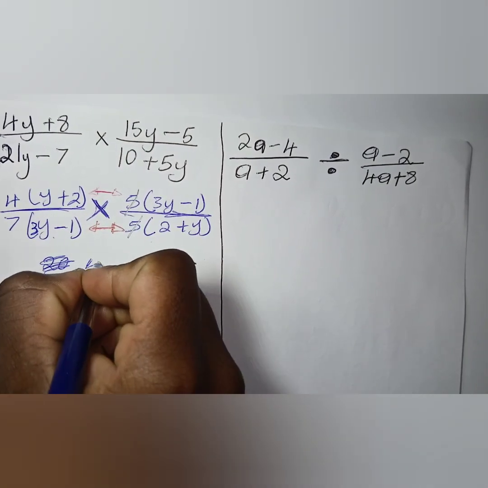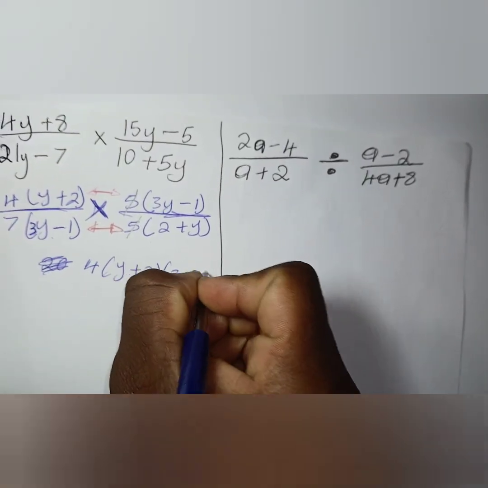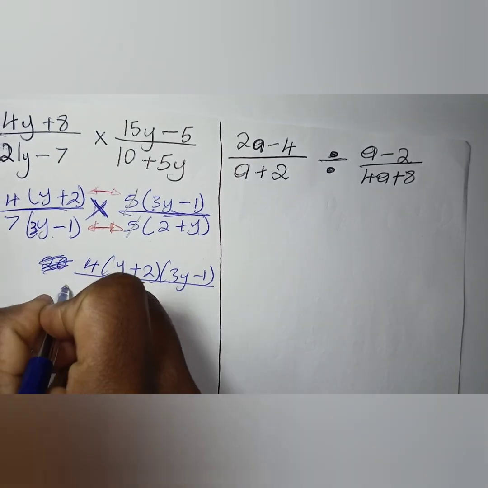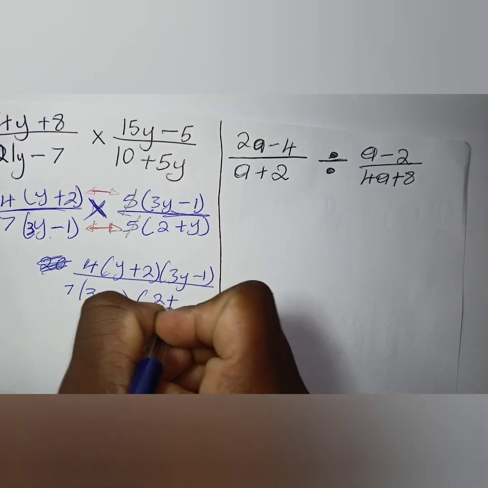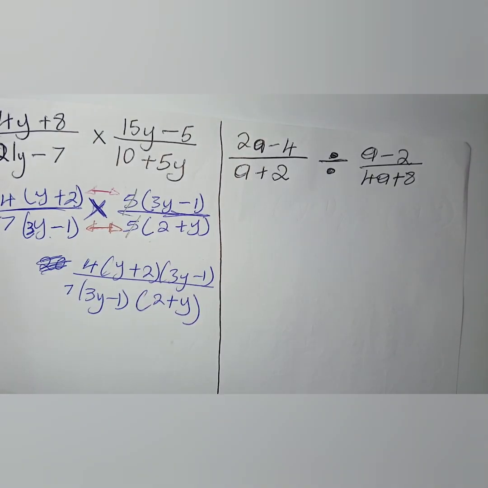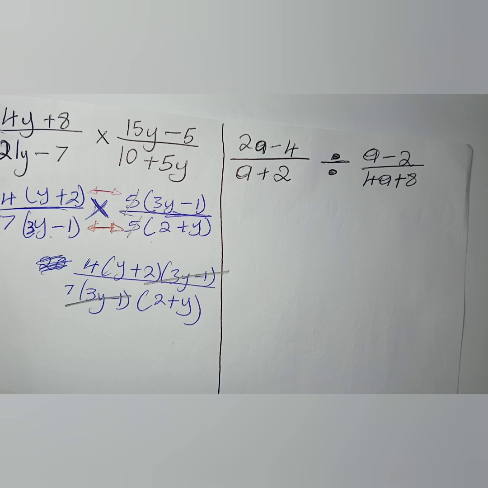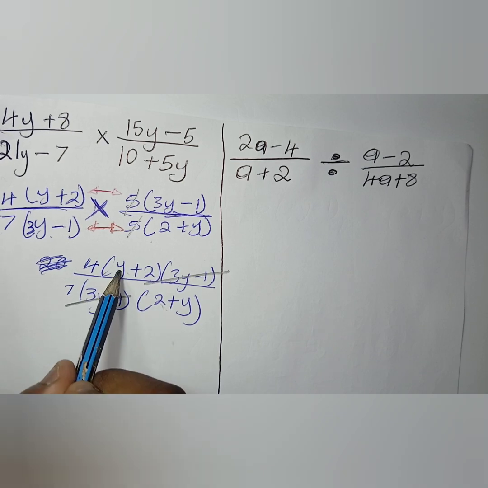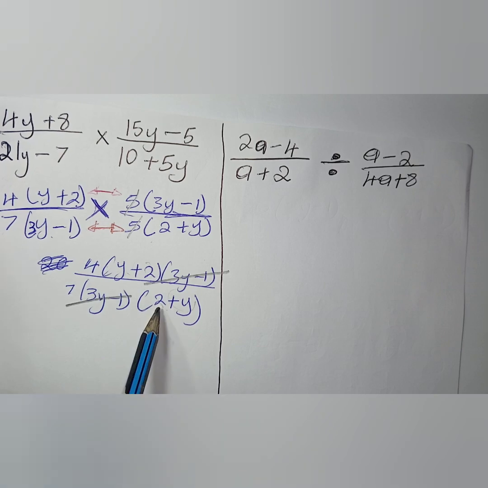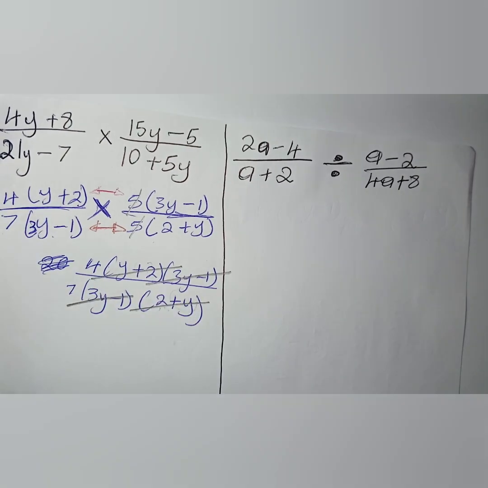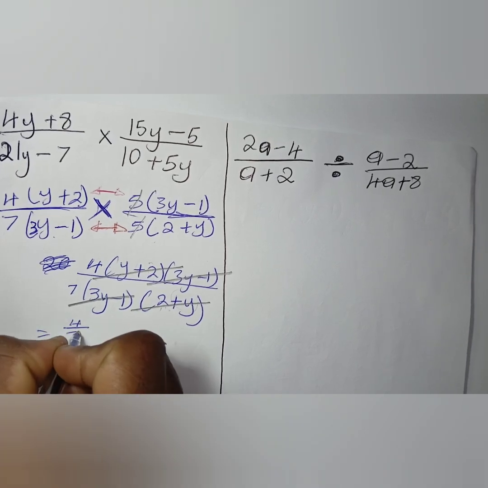I'll be left with 4y plus 2 and 3y minus 1. And here it will be 7y, and up it's 2 plus y. Do you see this thing? So this will cancel with that one because they are the same. Do you understand? Even this one, they are the same. Y is positive, 2 is positive, 2 is positive. So I can cancel this one. Meaning now my final answer here will be 4/7.